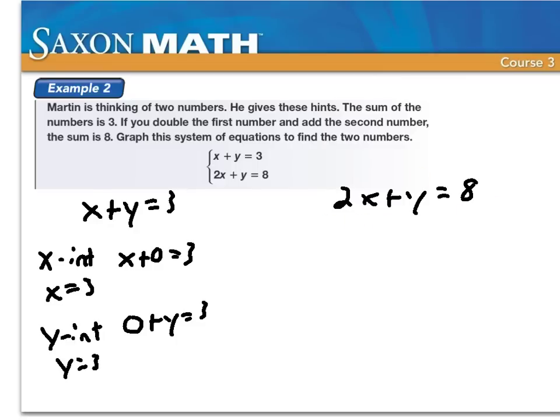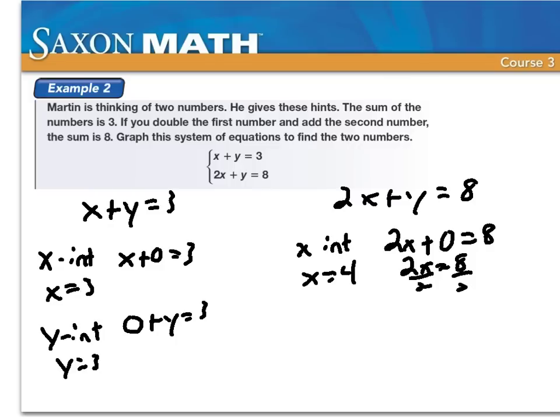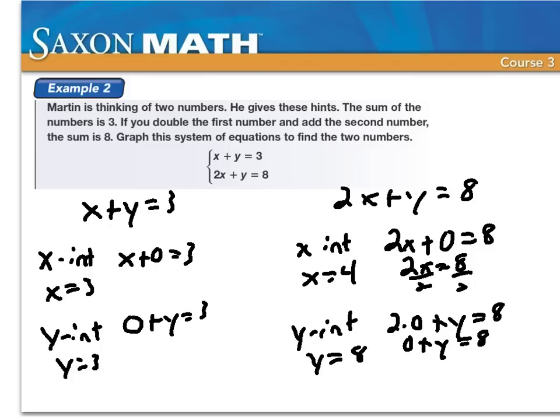We're going to do the same thing to graph this line. The x-intercept is when I plug in 0 for y. So it's 2x plus 0 equals 8, and that's the same as 2x equals 8, which if I divide by 2, is x equals 4 for that x-intercept. And then the y-intercept is where I plug in 0 for x. So 2 times 0 plus y equals 8. 2 times 0 is 0, and 0 plus y is the same as y equals 8. Now I've got two different sets of x and y intercepts, so I can plot those and connect two lines on the next slide. Let's go ahead and do that.